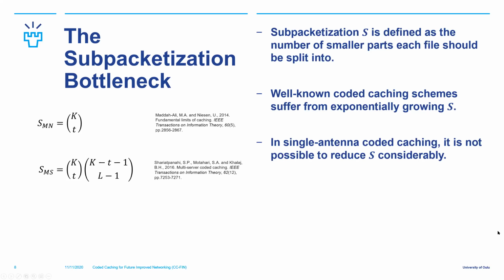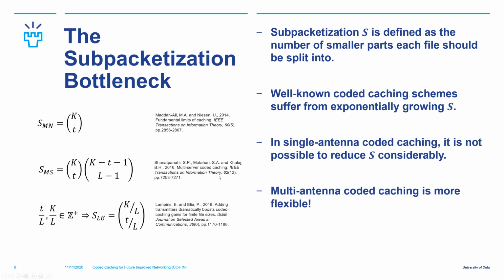But for multi-antenna coded caching, interestingly, we can reduce the subpacketization without decreasing the degree of freedom. So, for example, in this paper, you can refer to them later. I'm not going into technical details, but it is shown that if T and K are both divisible by L, this reduced subpacketization is possible. It still has some exponential form, but much smaller than the previous schemes.